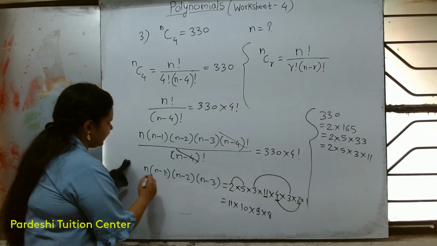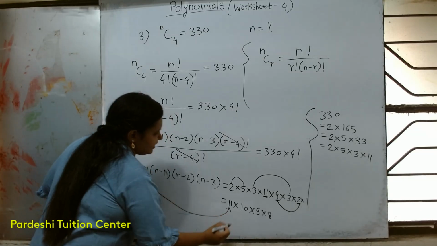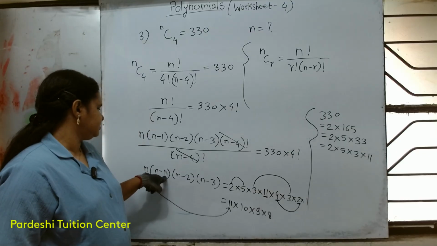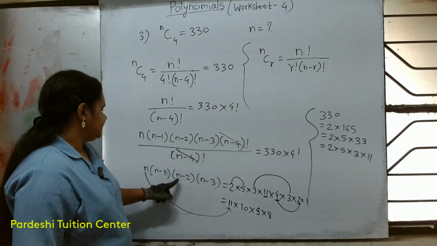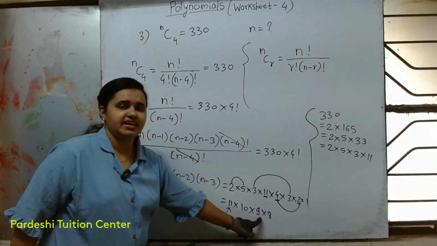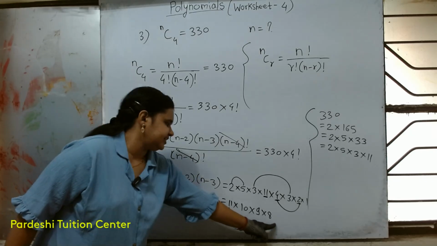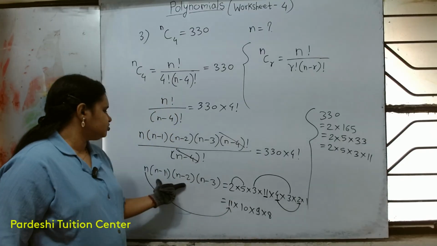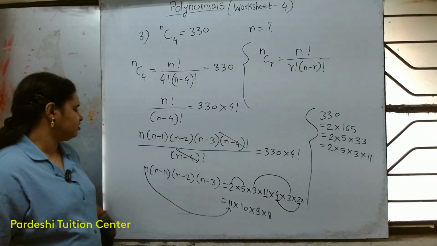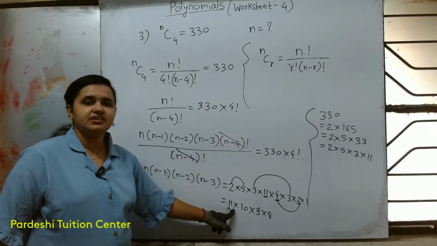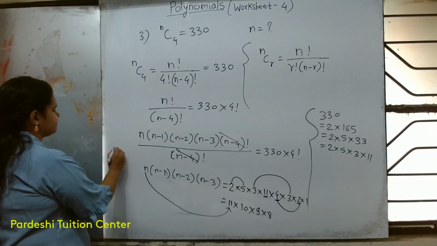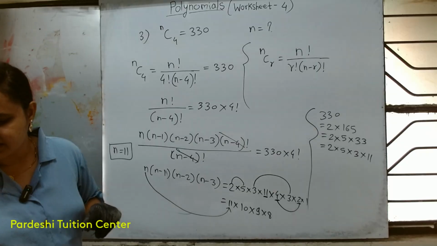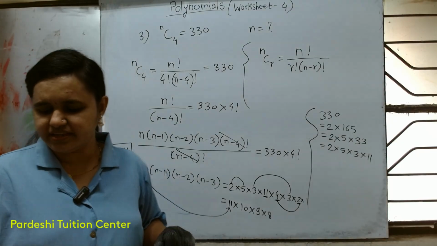So here n is equal to 11. Okay. Now n minus 1, that is 11 minus 1, here it is 10. 11 minus 2, 9. Here it is 9. 11 minus 3, 8. Here it is 8. So this is equal to this. So according to this, what is the value of n? The value of n is 11. Okay. So we have found the value of n as 11. So the second option, 11.